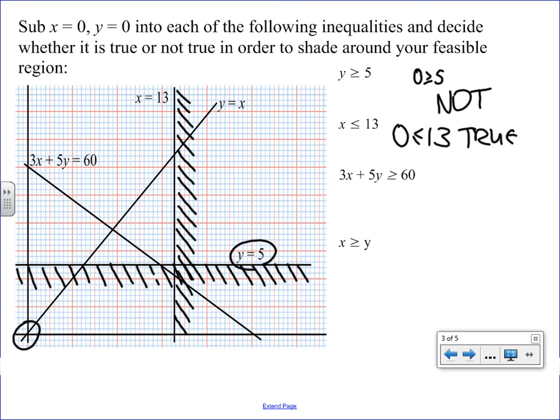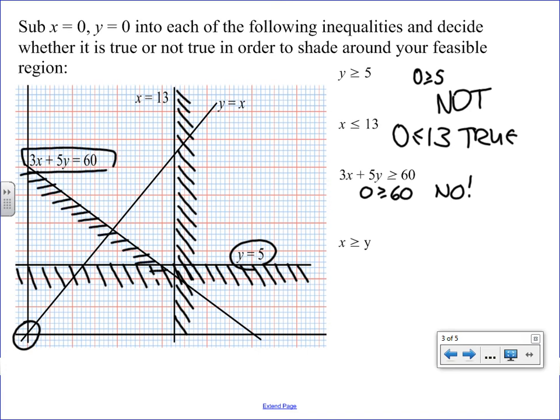Sub in the origin. So 0, 29, 60. Is that true? No, not true. So we don't want the side of that line that contains the origin. Well, this is our line, isn't it? Yep, that's right. And we don't want the half with the origin. That's the one. We don't want that.